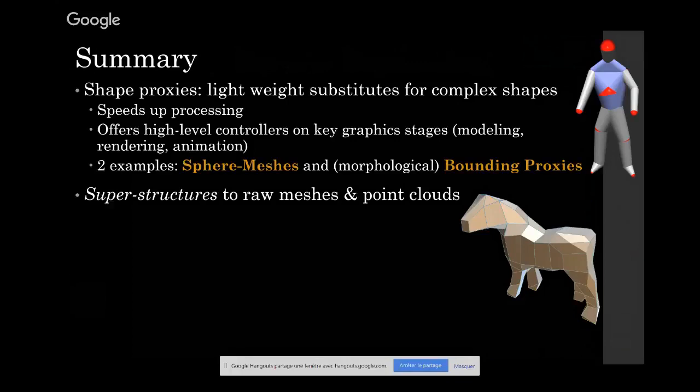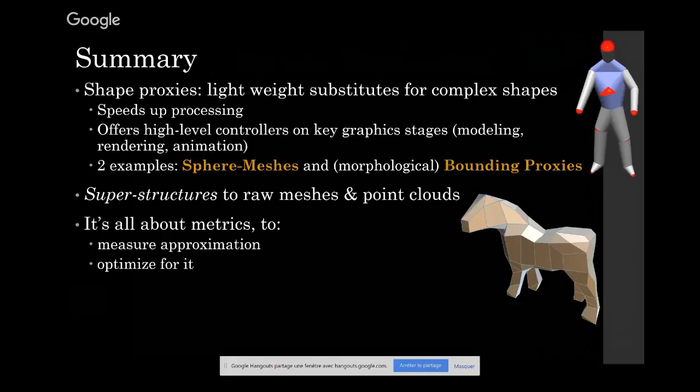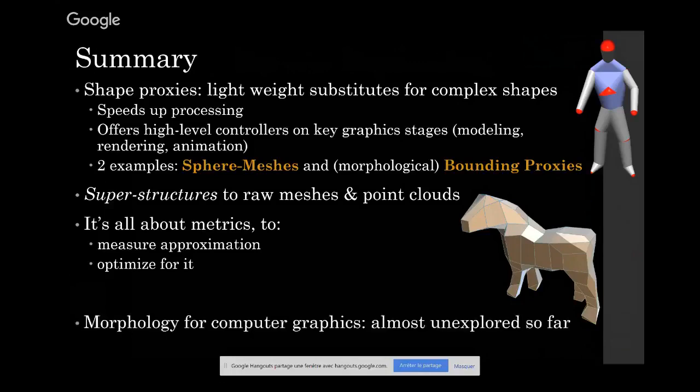One other way to see those proxies is probably also as a superstructure to capture data. Data come fully unorganized. Sometimes the first step to organize them is to reconstruct a surface mesh, then to try to rig it and so on. But you can also build those bounding proxies for a bunch of applications directly from your scanned data, and they can already offer services to the end application. And in the end, as I said at the very beginning, it's all about finding the right measure to define how your approximation should fit the input, and the right framework to optimize for it.